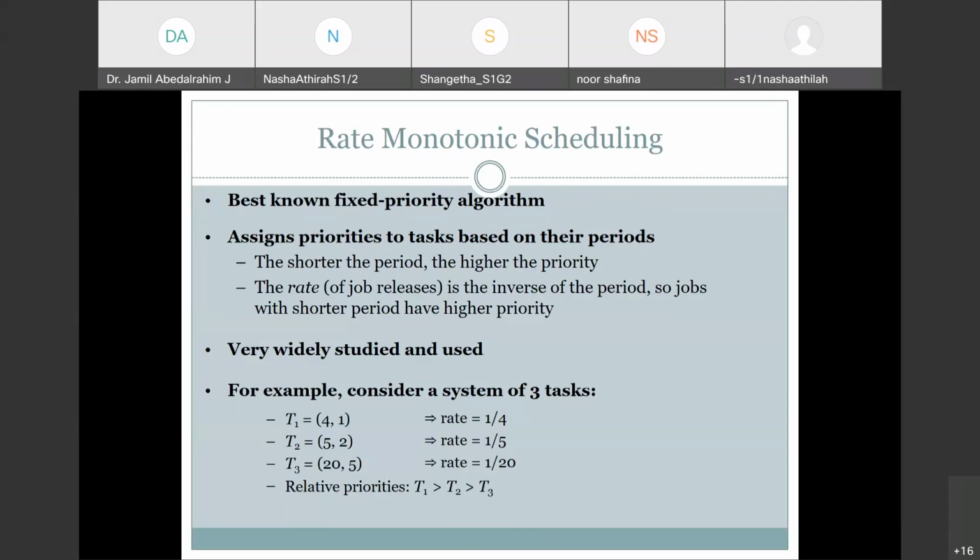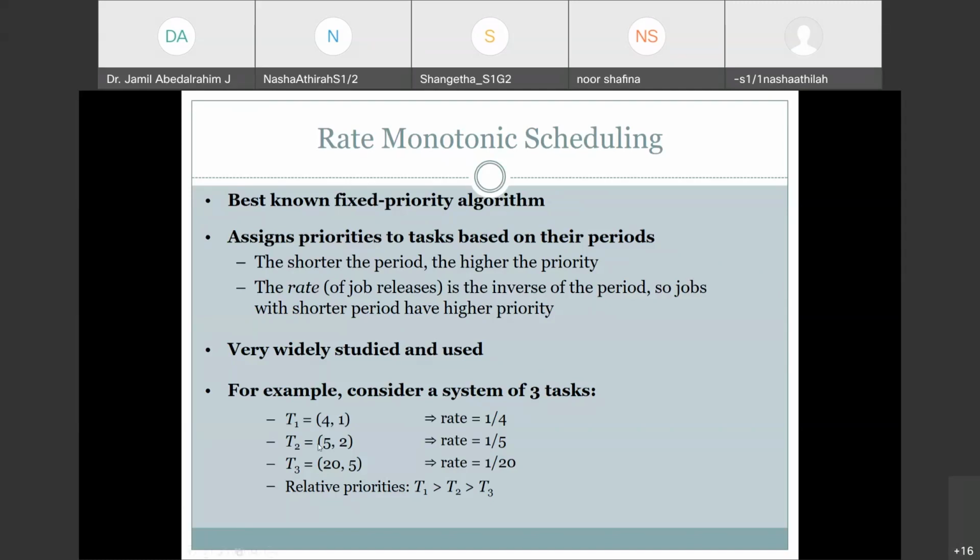Or in other words, we can say this type of algorithm is based on priorities. A higher priority process will preempt a lower priority process. This is important to know: the higher priority process will preempt a lower priority process. How do we define which one has higher priority? Based on the period.